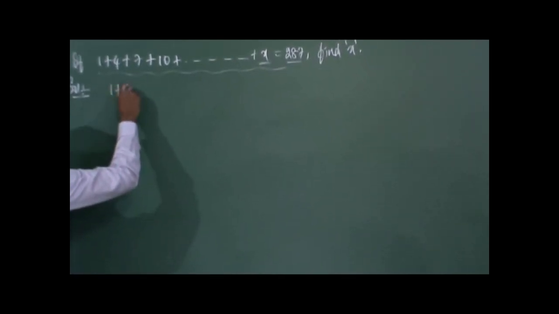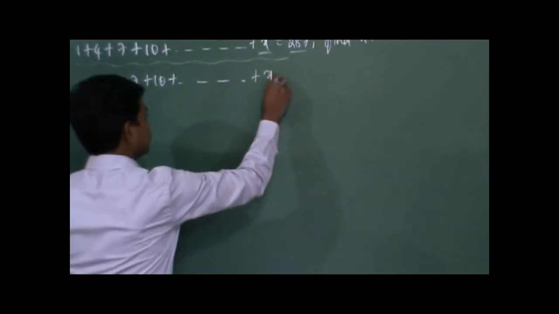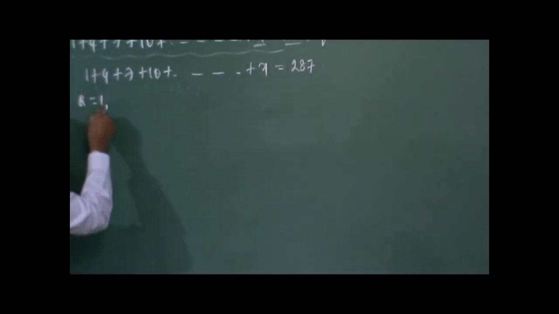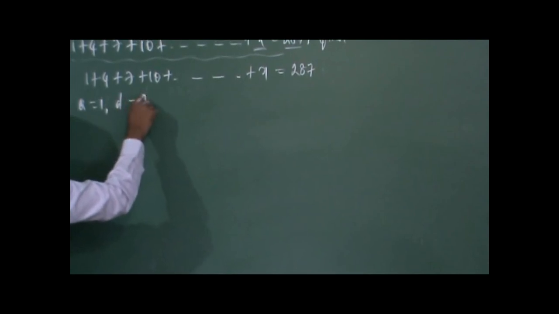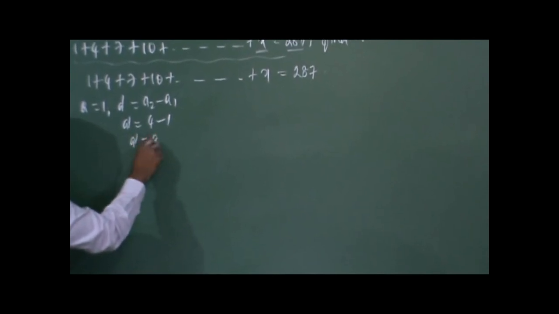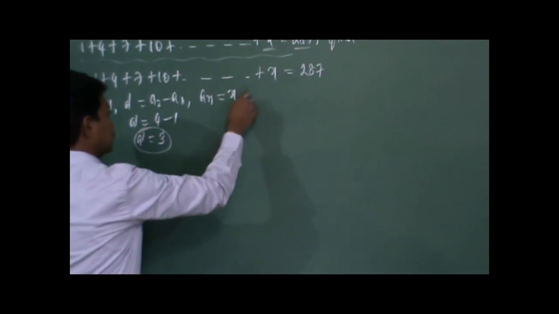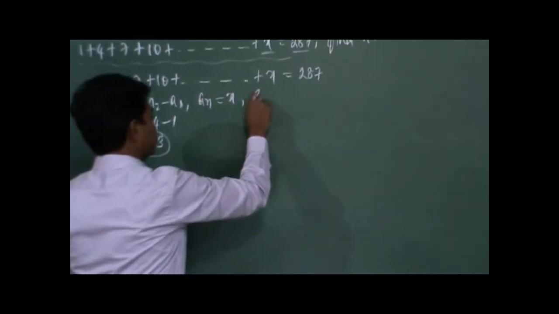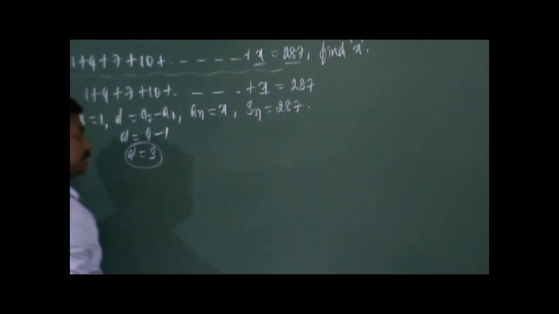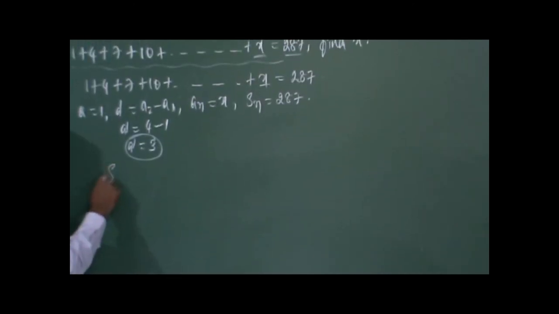So let us write the arithmetic series. 1 plus 4 plus 7 plus 10 plus dot dot dot plus x is equal to 287. So let us write the data. a is equal to 1, d is equal to a2 minus a1, so d is equal to 4 minus 1, d is equal to 3. So here the nth term is x, you have to find the nth term, and the sum up to n terms is 287.